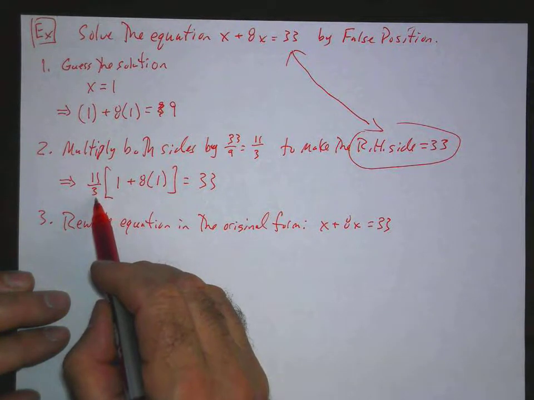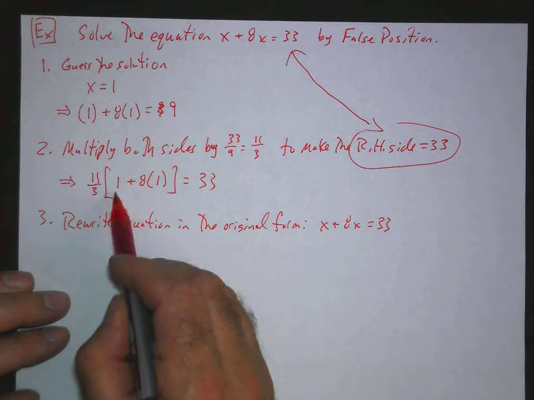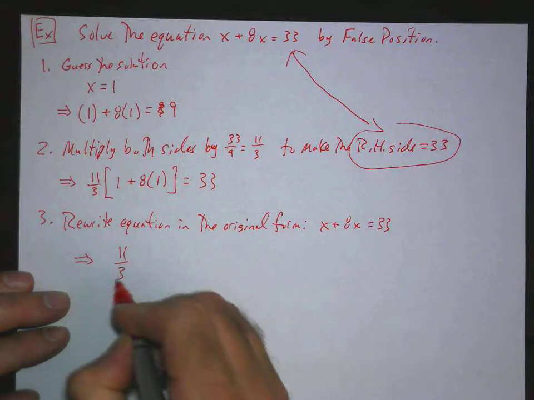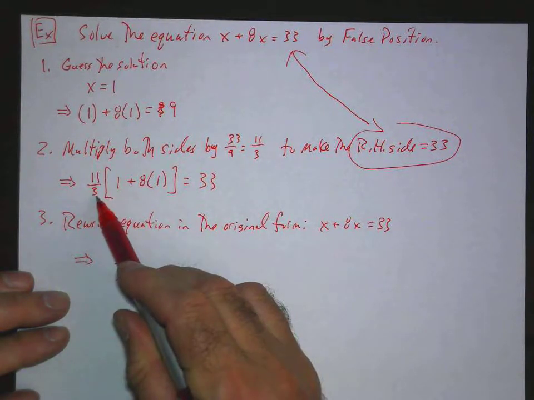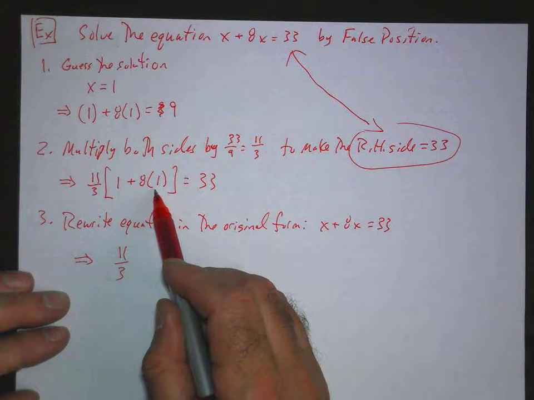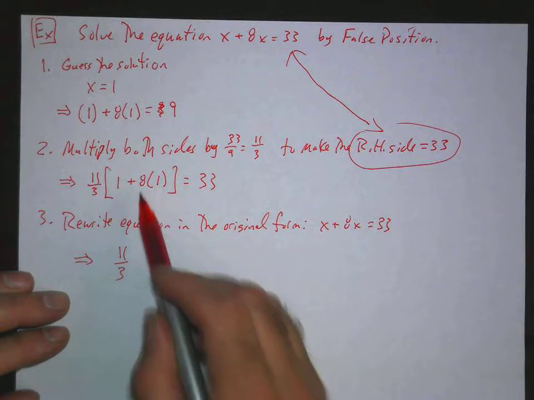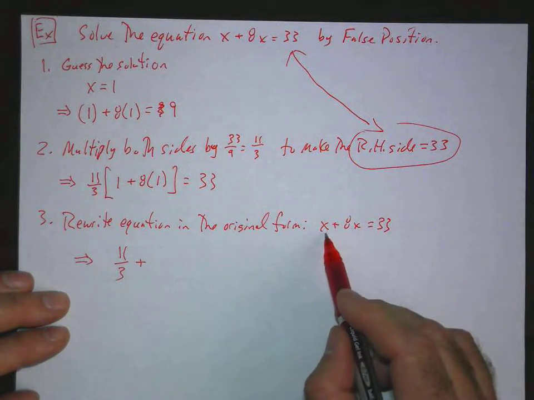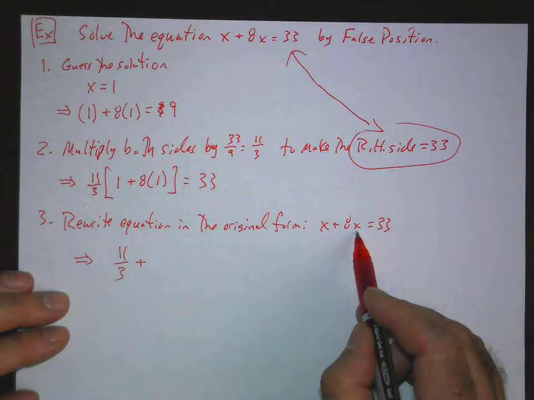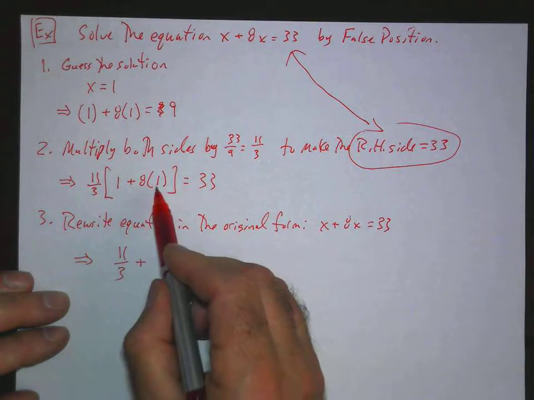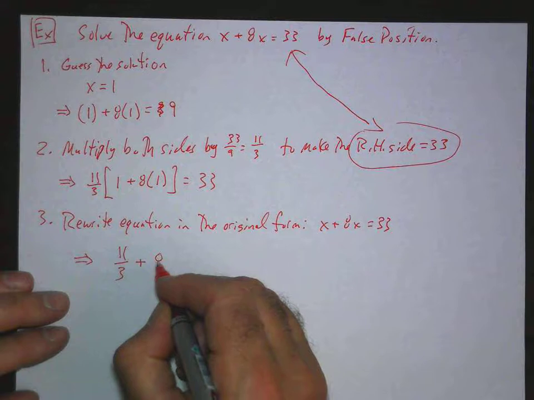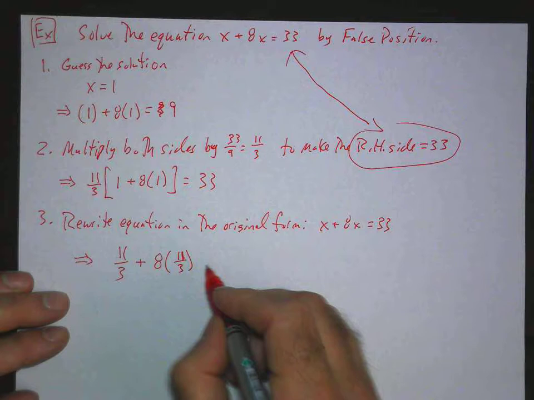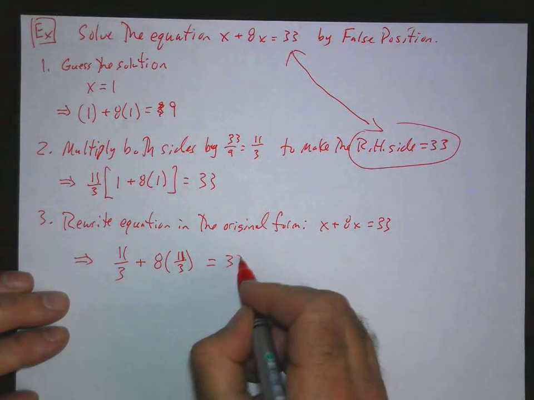So I'll distribute the 11/3 inside the parentheses. 11/3 times 1 is 11/3. And I'll distribute the 11/3 to this term, but when I do, I'll leave the coefficient as 8 because the original form of the equation is x plus 8 times x. So 11/3 times 8 times 1 is 8 times 11/3 equals 33.